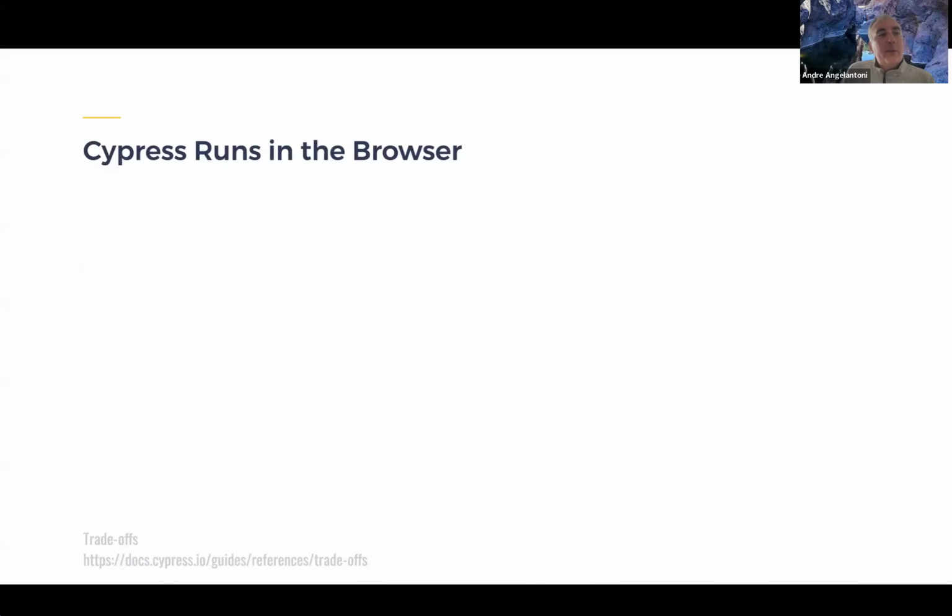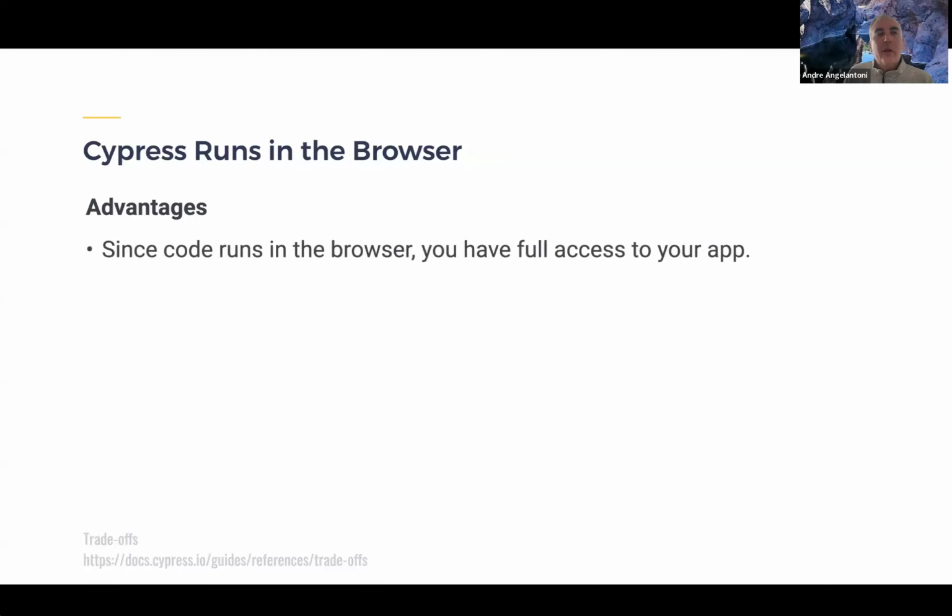So another key design decision is that Cypress runs in the browser. And there are some advantages to Cypress running in the browser. The alternative, by the way, is where Playwright and Selenium with WebDriver control the browser as opposed to the actual test running in the browser. That was kind of a revelation because it brought a whole bunch of benefits. And some of the advantages are that you have full access to your app, like literally full access to your app.